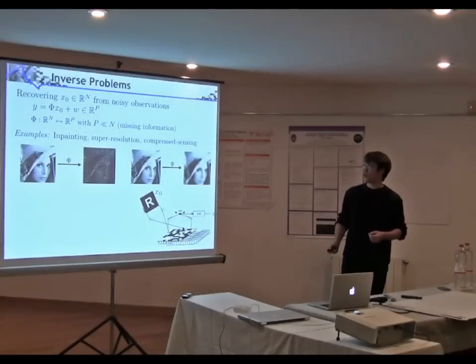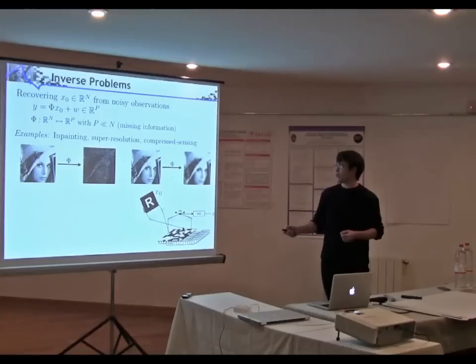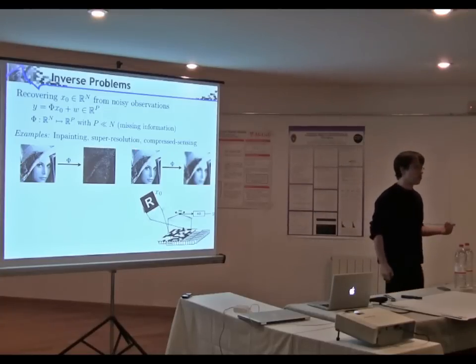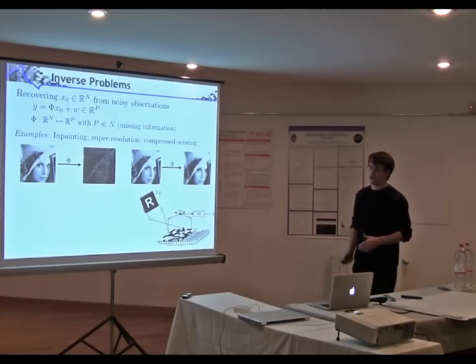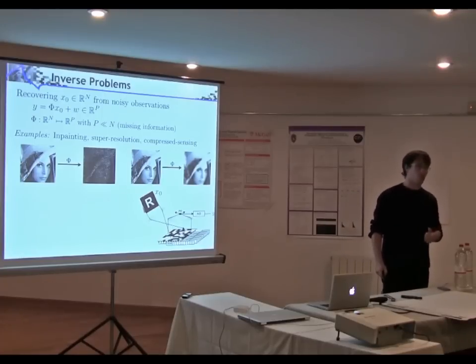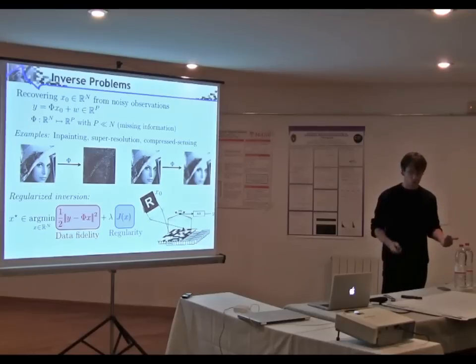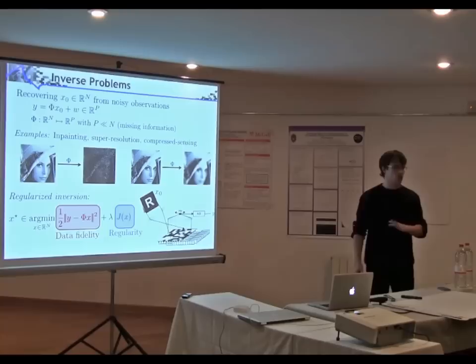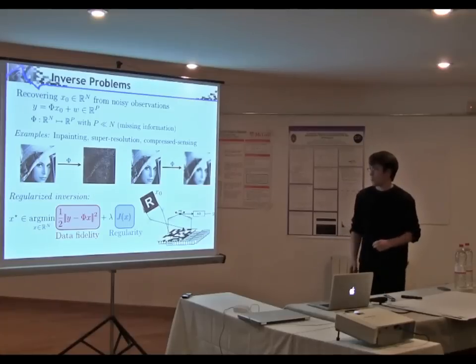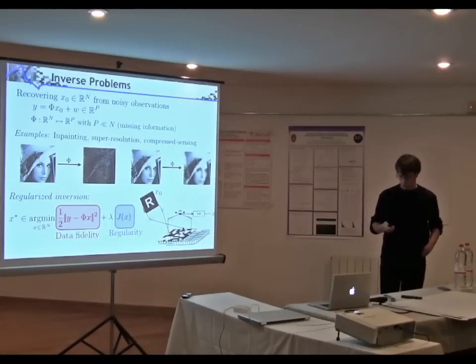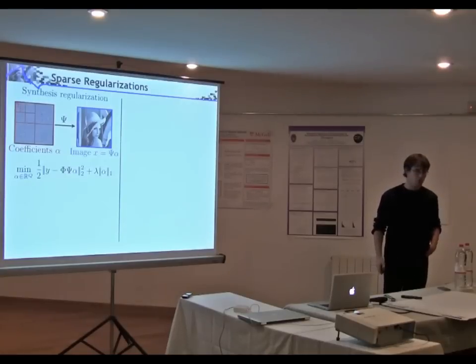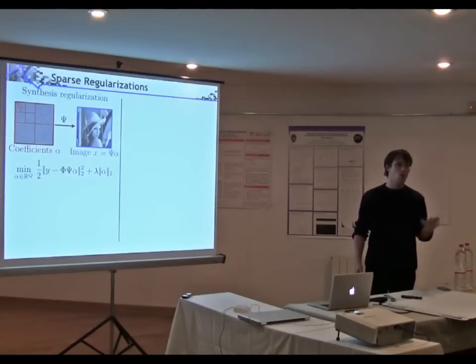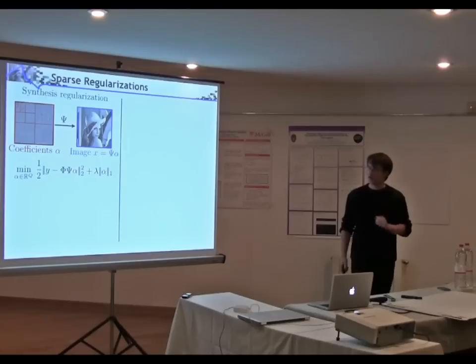Okay? So typical examples: you can have inpainting where you remove some pixels, you could have super resolution, where you want to increase the number of pixels, and of course compressed sensing where the matrix is actually a realization of some random distribution. Again, the general setup here is using some kind of regularization. So here we consider a Lagrangian formalism where you have a data fidelity. In my talk I will only use L2 fidelities, very simple. It's kind of a Gaussian noise assumption, but quite standard here, and some kind of regularity.